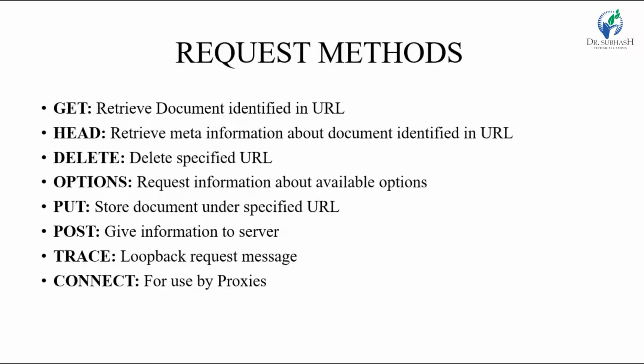Second is the HEAD method. HTTP HEAD request is very much similar to your GET request. It is the easiest method to know the complete detail of the resources available on a particular URL without downloading the entire data. It retrieves the information about the document identified in the URL. This will only retrieve the metadata about the URL that you have passed as a request.